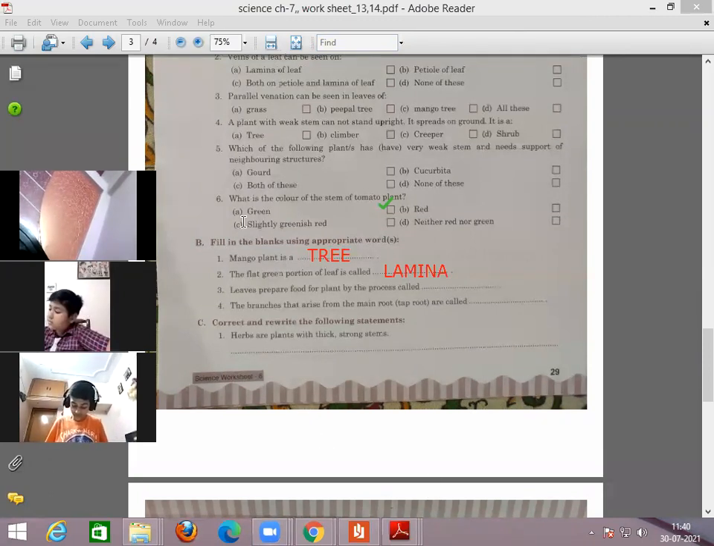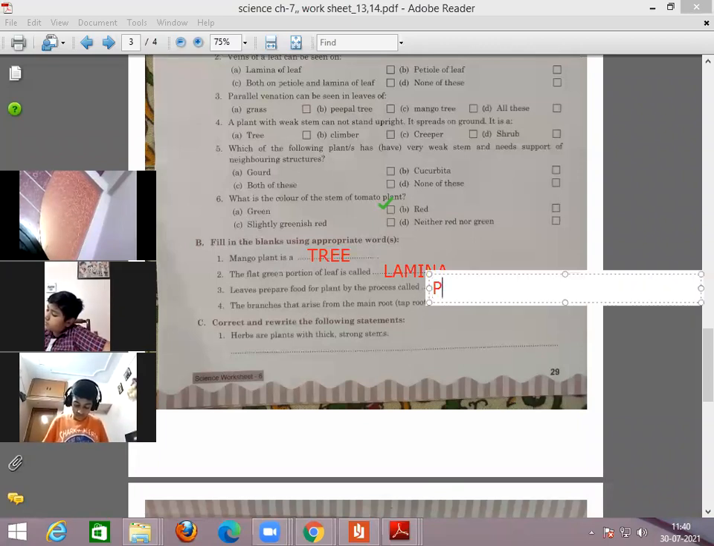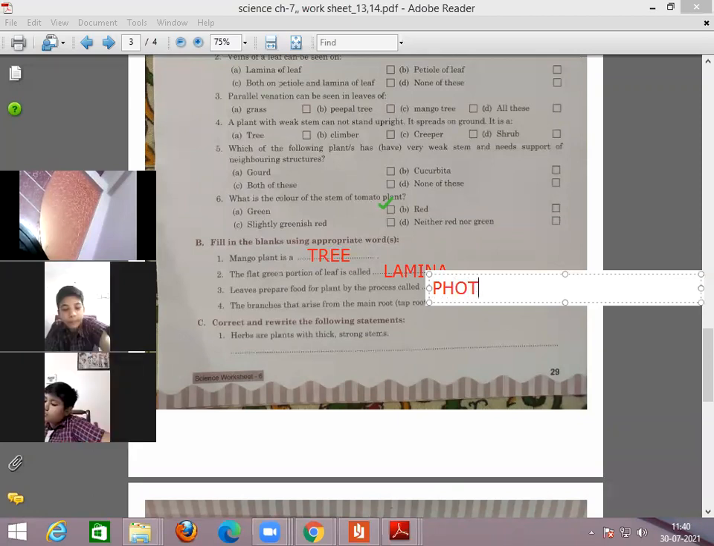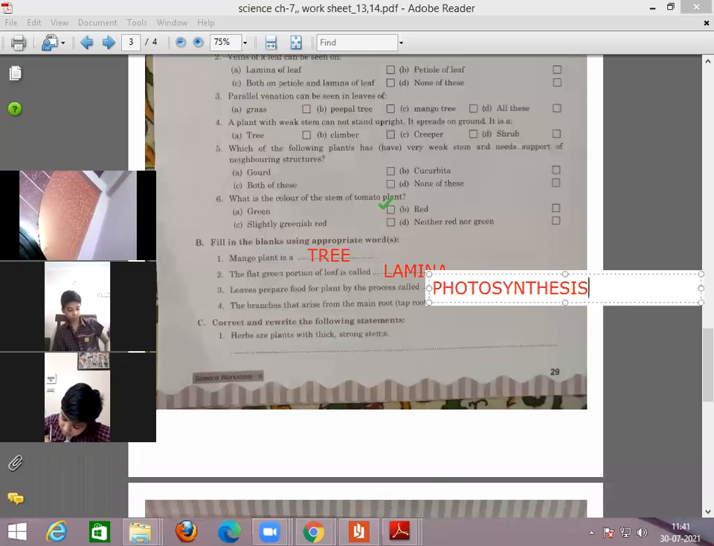Yes, beta. Ma'am, can you tell me what is the answer of fifth question? Answer is photosynthesis. Wait, beta, wait. Okay, ma'am. So by the process of photosynthesis, plants prepare their food. Answer of fifth is C part.